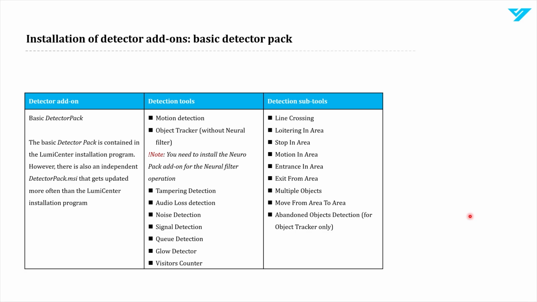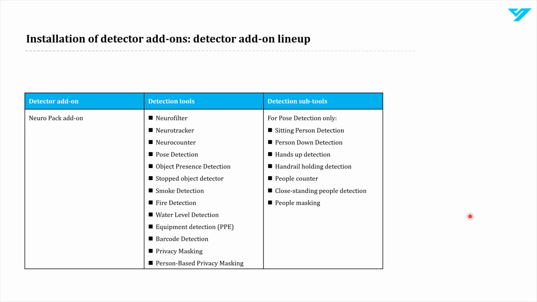So, if you need more features in Lomi Center, you need Detector add-on. We have all kinds of Detector add-ons for different detection tools. For example, we have this NeuroPack add-on. As you can see here, the detection tools are definitely more advanced than the basic Detector pack. However, these add-ons may require license purchase. So based on different add-ons, you have different detection tools and detection subtools.